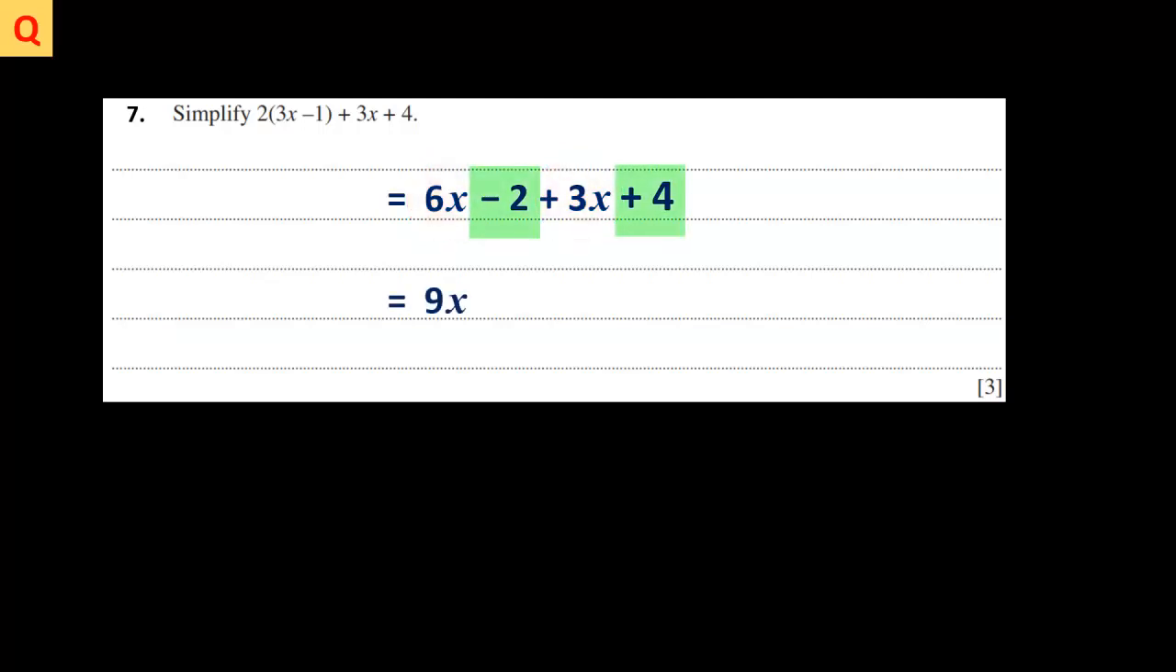And then let's have a look. Squares round the numbers on their own. Minus 2 plus 4 is plus 2. That's it, simplified. 3 marks for that, not bad, is it?